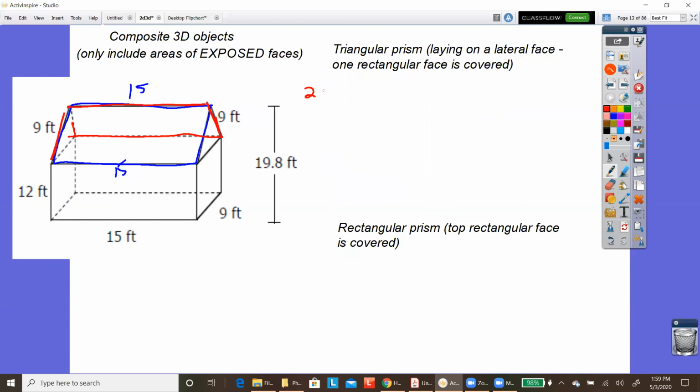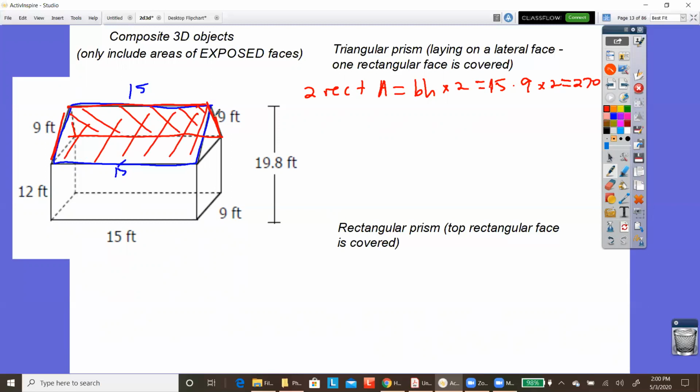So we have two rectangles. Each of them is 15 by 9. That's the only reason why I'm combining them, because they're identical dimensions. So 15 times 9 and then times 2, because there's two identical ones. If you do 15 times 9 times 2, you're going to get 270. So just to be clear, that's this rectangle here in the front and this rectangle here in the back.